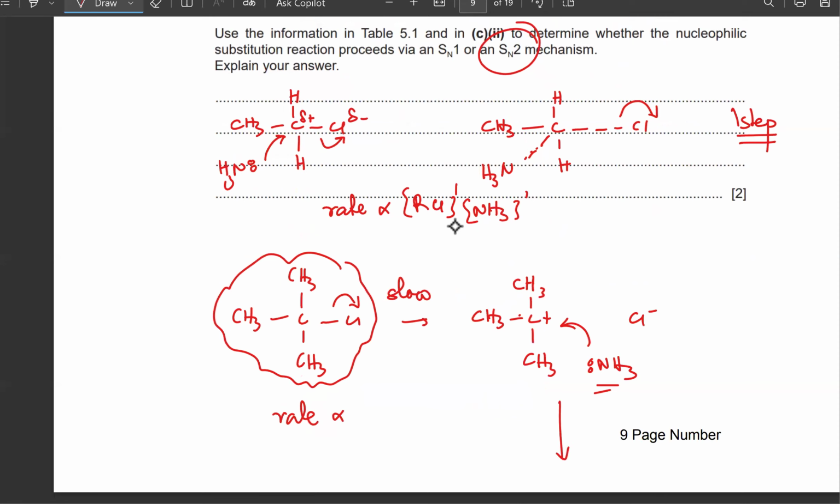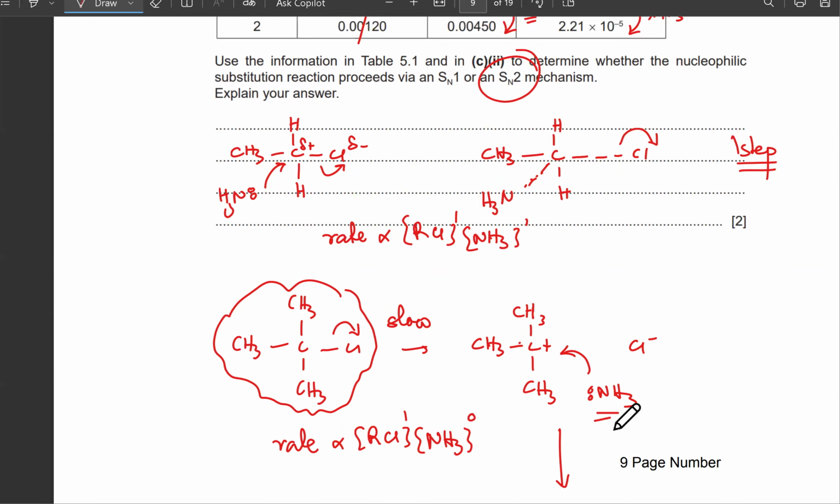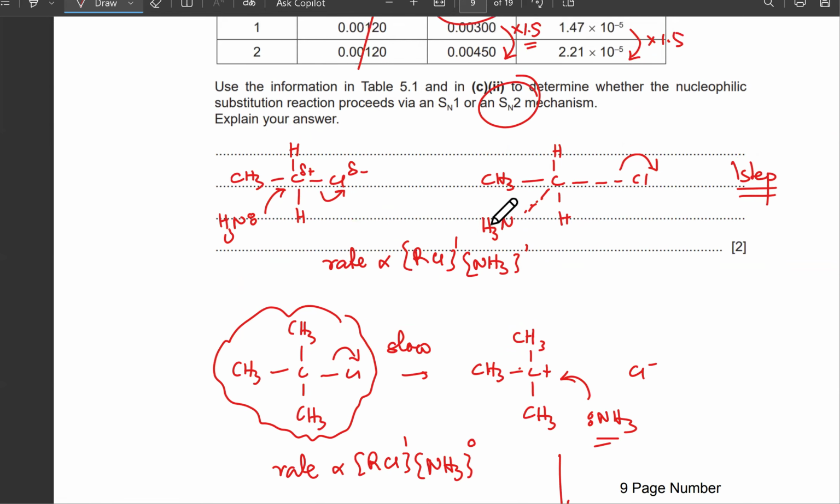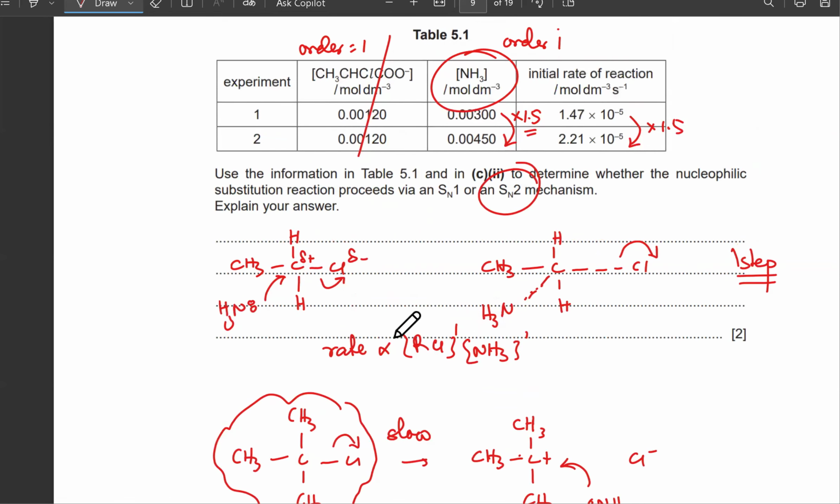Rate was only dependent on the halogenoalkane concentration. That was order one. It was not dependent on the ammonia concentration because that was in the fast step. You increase the speed of the fast step, the rate of the reaction does not change. So for SN1 it is first order with respect to only one reactant, but here it's order one with respect to both of them. That's what we found out. So it has to be SN2. Is that clear?